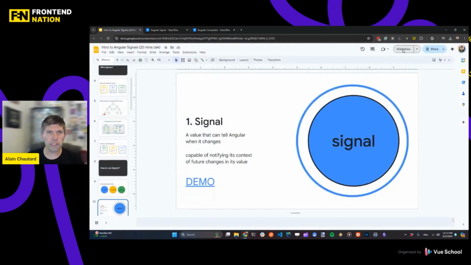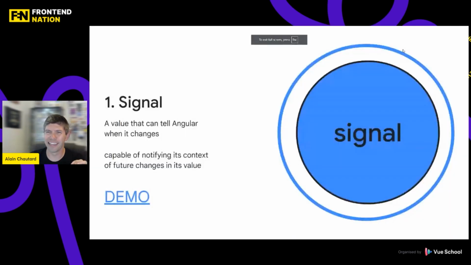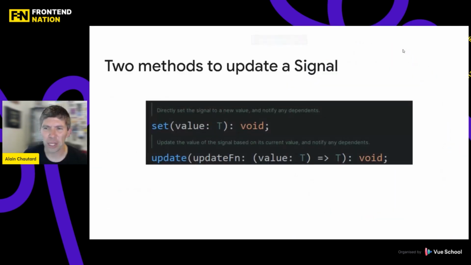I said one way to set a value, but that's actually not true. There's two ways to update the value of a signal. The first one is the one I just mentioned, set. So set allows you to set a new value to that signal. And the second option is update. And update is when the new value depends on the previous one, when you want to derive a new value from the current value. If you have something like a counter that you want to increment, for instance, that would be a good use case for update.